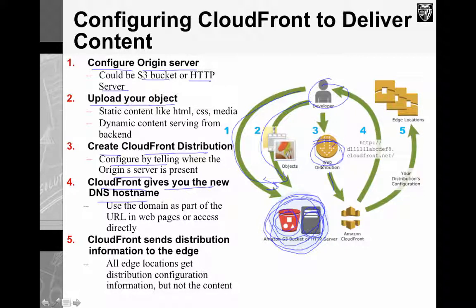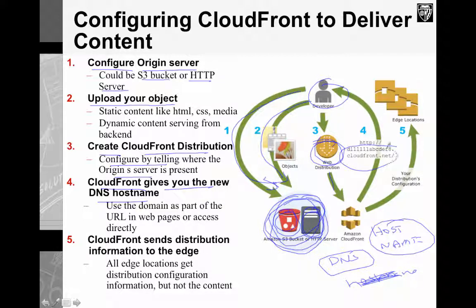CloudFront gives you the new DNS hostname. When you create this distribution, CloudFront is going to give you a new DNS host name. And that's the DNS host name you have to use in your application. So the developer basically takes the new DNS host name. As you see over here, the DNS host name is starting with a D. That DNS host name starts with a D because it's a web distribution. If it was a streaming distribution, it would start with an S.